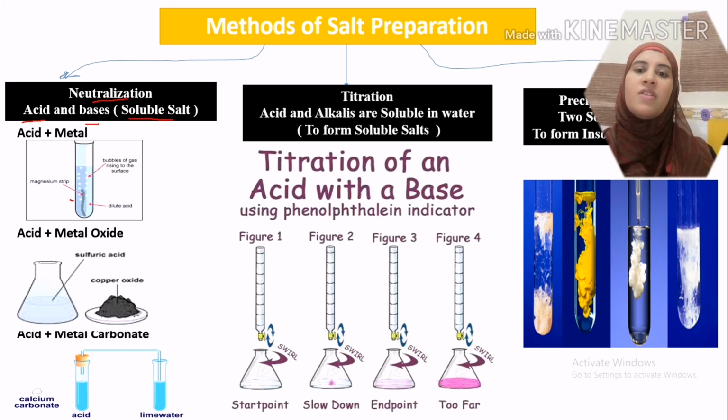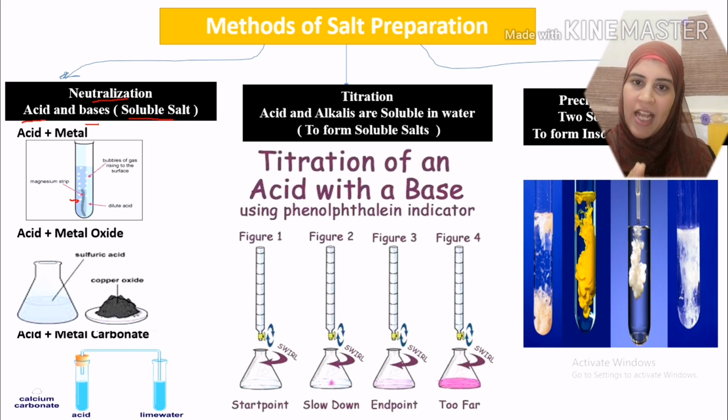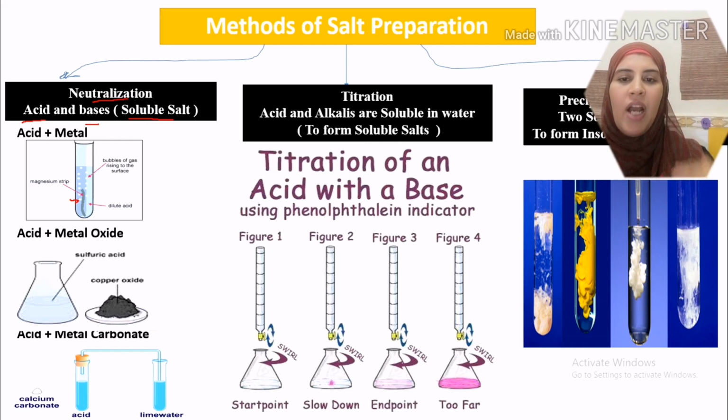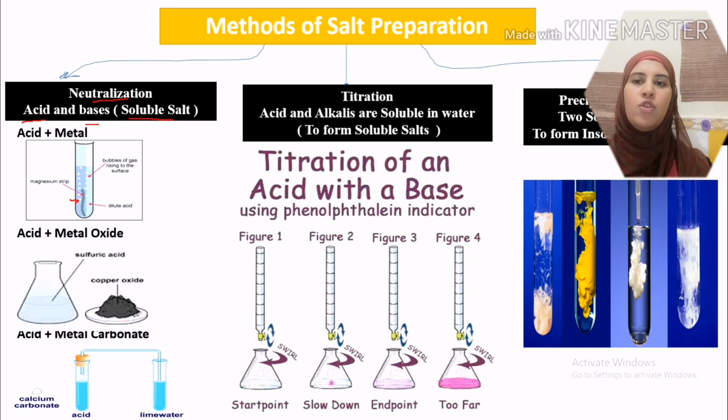Take care, in this method we can't use the most reactive elements, for example sodium and potassium, because they are very reactive, so their reaction is unsafe. We also can't use the least reactive elements like copper, silver, platinum. They are very unreactive elements. If you want to memorize it, return to the last video.